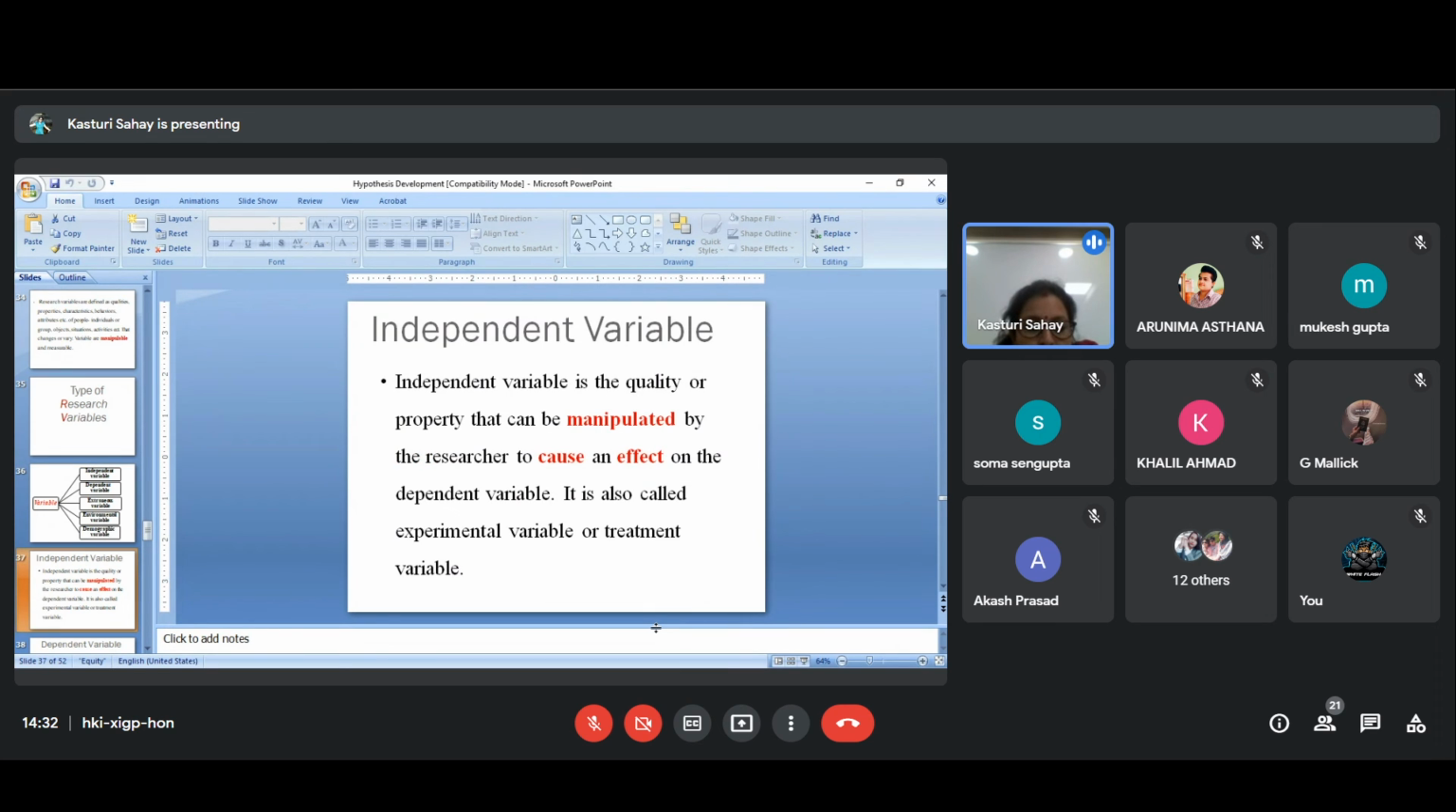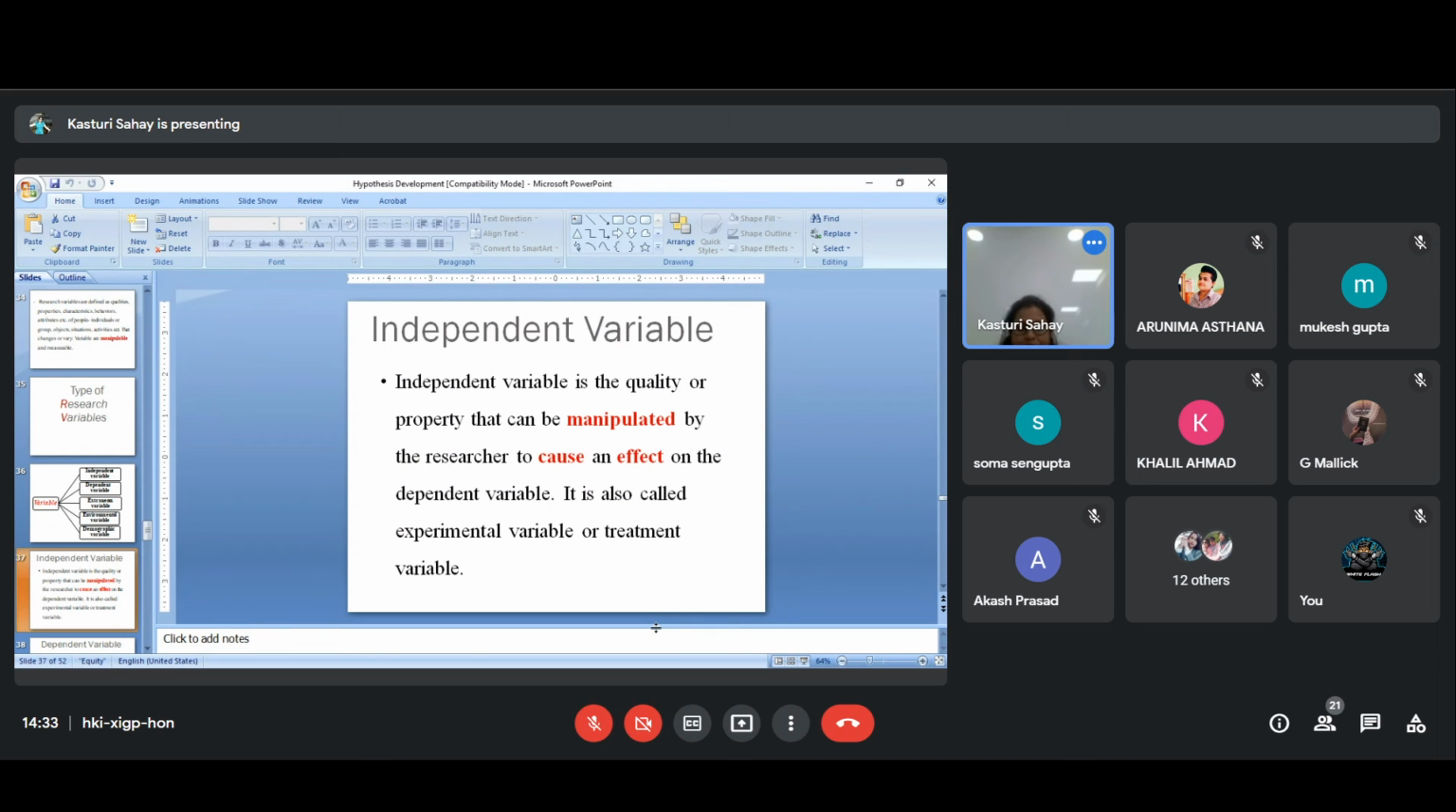Now coming to the first, that is independent variable. An independent variable is a property that can be manipulated by the researcher to cause an effect on the dependent variable. It is also called experimental variable or treatment variable. In simple words, an independent variable is something which, manipulated by the researcher, can increase the quality or the property or the quantity of that variable. It is also known as a treatment variable. Treating or experimenting with it to get the result or the outcome on the dependent variable. Right? So independent variable is something which can be manipulated by the researcher.